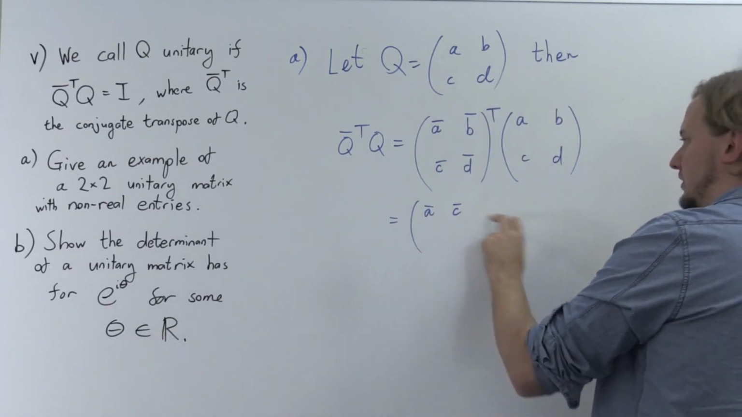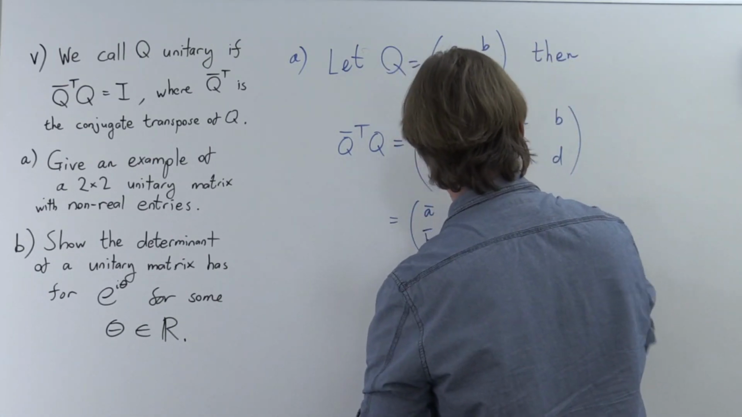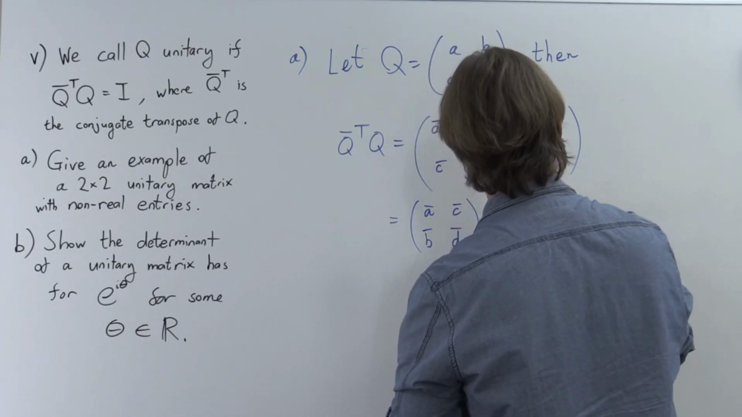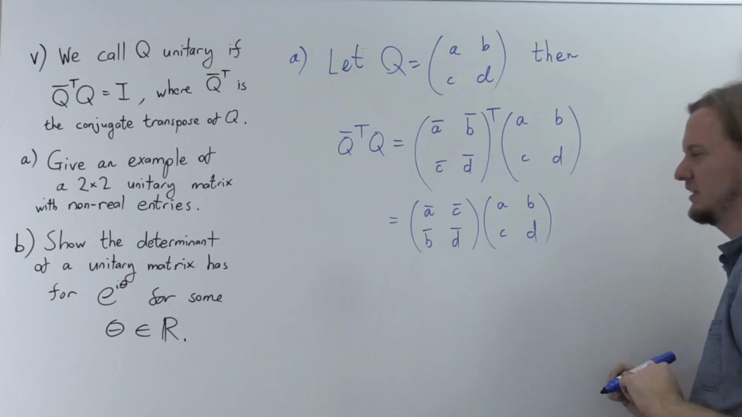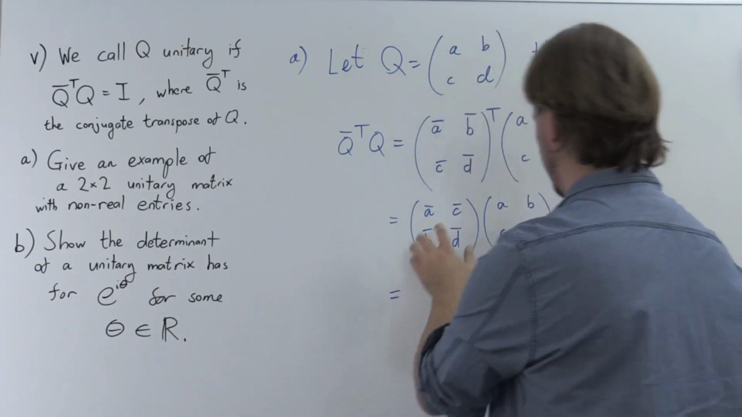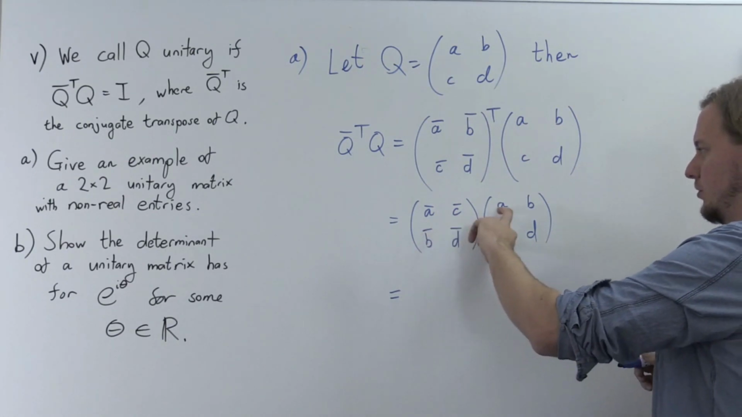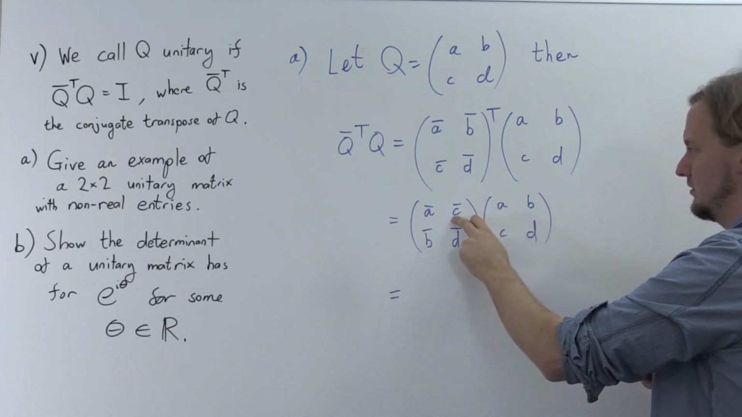In terms of rows, this matrix is A bar, C bar, B bar, D bar, times A, B, C, D. It's a fairly standard matrix product. We can just write down what this product will give us. Multiplying this row onto this column will give me A bar A plus C bar C.